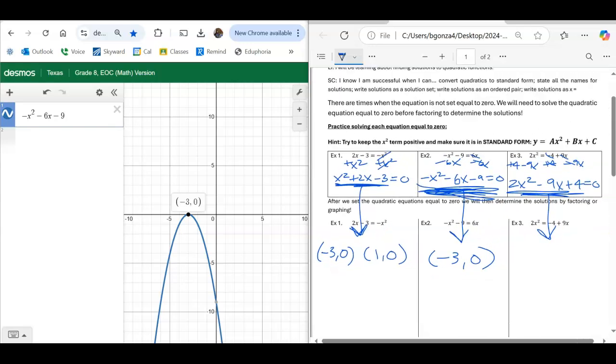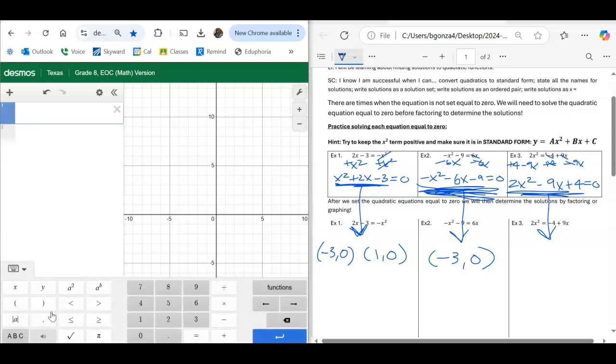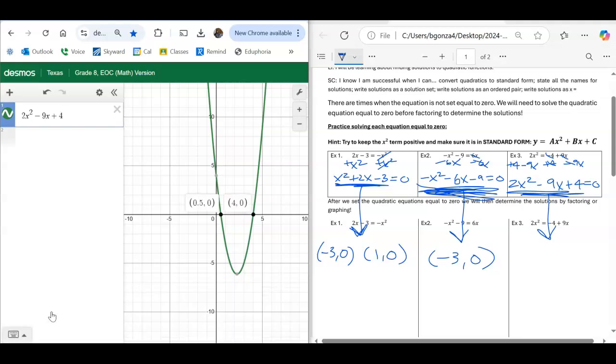And then last but not least, 2x squared minus 9x plus 4. These 2 solutions are 0.5, 0 and 4, 0.